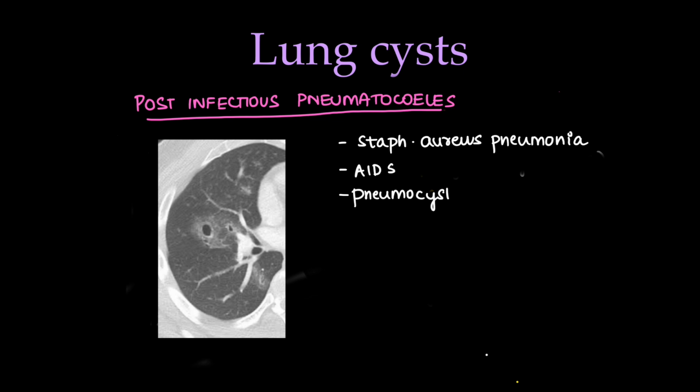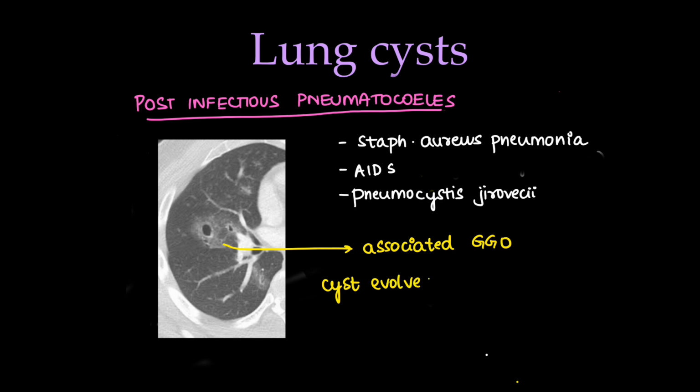the cystic lesion between the ground glass opacity. Causes can be Staph aureus pneumonia, AIDS, Pneumocystis jirovecii. So there is associated ground glass opacity, and cysts will evolve with the bronchopneumonia as the disease progresses. So nodule will get converted into cyst. Coming to the last decreased attenuation opacity, that is honeycombing.